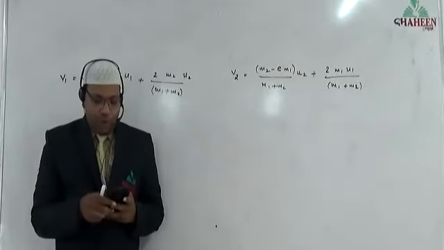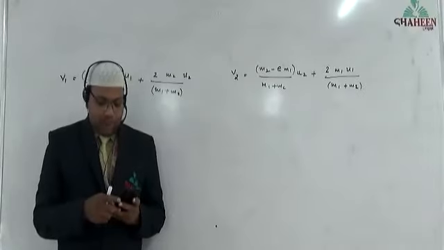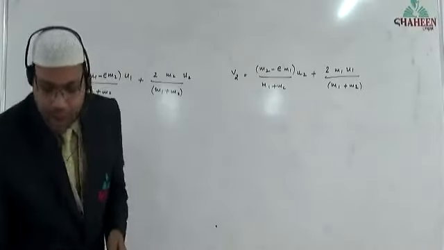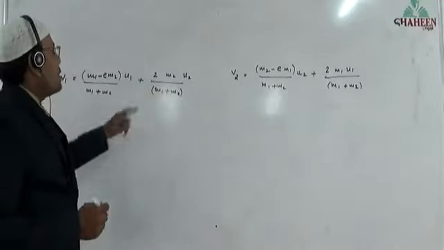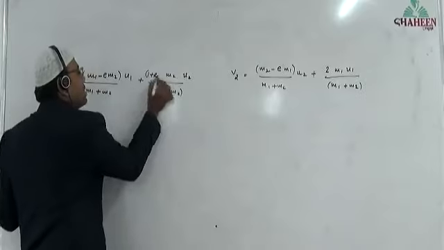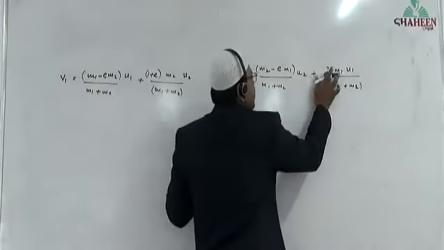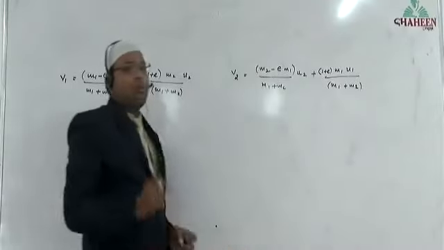Wherever 2 is there, what are you going to write? Yes, very good. It is going to be 1 plus e. Here 2 is there, so to frame the formula I will write 1 plus e, and here also 2 is there, so I will write 1 plus e. I hope it is clear.